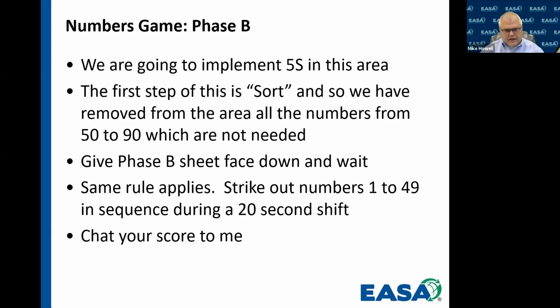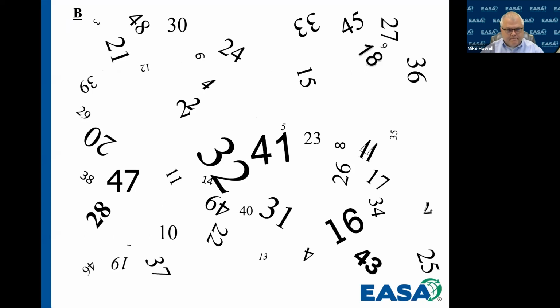So now the person should have the phase B sheet face down. Same rule applies. You're going to start out with number 1 and try to go to 49 in sequence during a 20-second shift. You can start now.